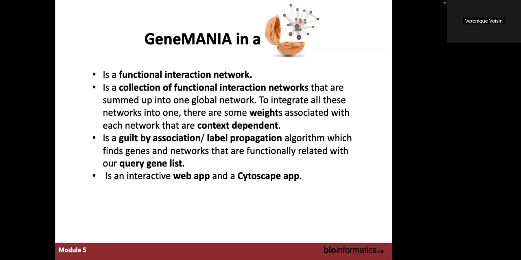To predict the function of a gene, GeneMANIA uses the concept of guilt by association, and GeneMANIA finds genes and networks associated with our gene of interest. Finally, GeneMANIA is available as an interactive web app and a Cytoscape app, and I will later make some suggestions on when it's easier to use the web app or when it's better to use the Cytoscape app.